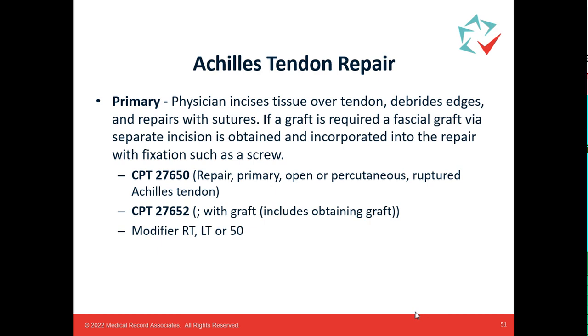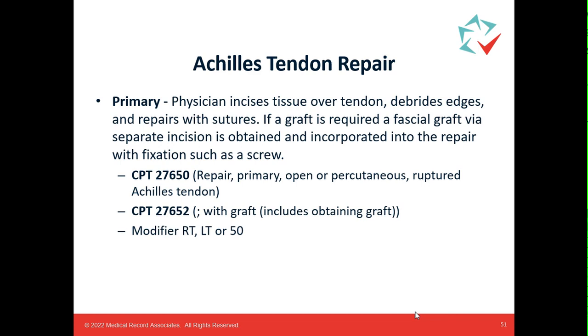So depending on your documentation and the reason for repair will help you to determine your code choice. In a primary repair, your physician's going to incise tissue over the tendon, debride the edges, and repair with sutures. If a graft is required, a fascial graft via a separate incision is obtained and incorporated into the repair with fixation such as a screw.